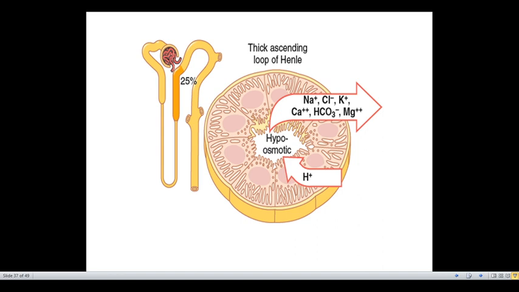Let's have a look at this figure which shows cellular ultrastructure and transport characteristics of thick ascending loop of Henle. This part reabsorbs about 25% of the filtered loads of sodium, chloride, potassium, calcium, bicarbonate, and magnesium. This segment also secretes hydrogen ions into the renal tubular lumen.